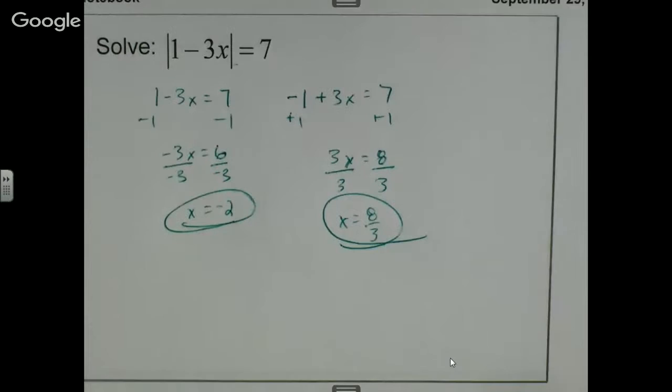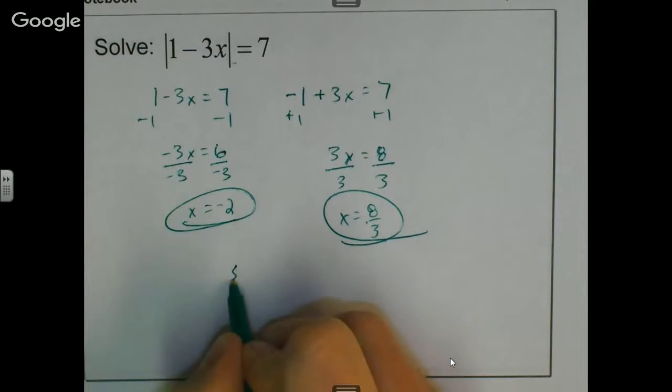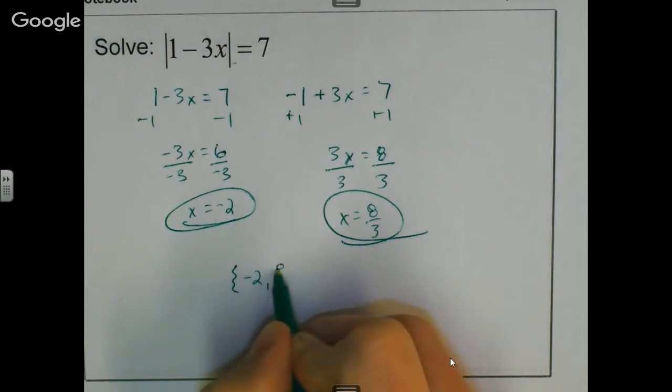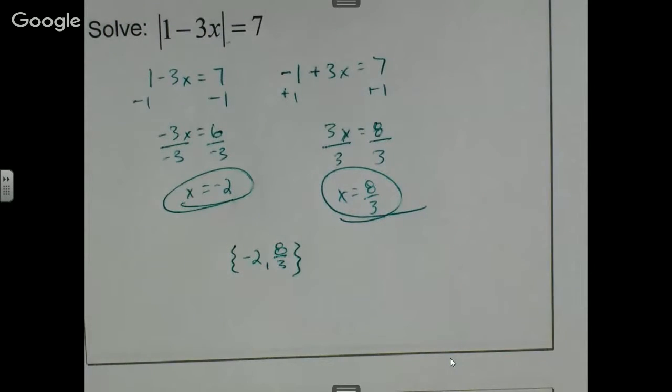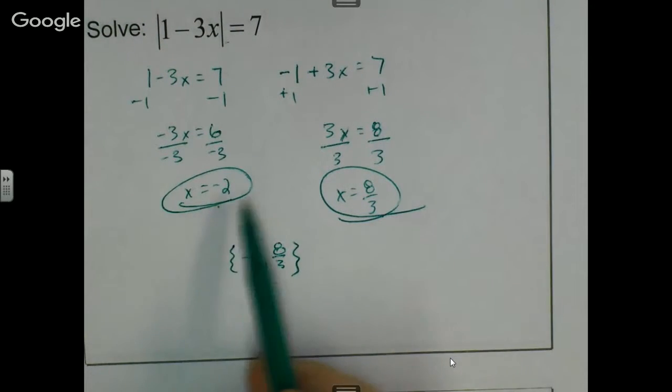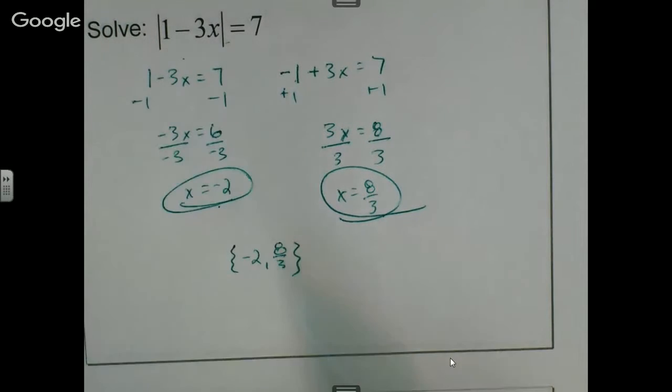Okay. The book here will put it as set notation, which I'm okay with. If you want to look at it that way, that's okay. I'm more worried about can you split these up and solve them?